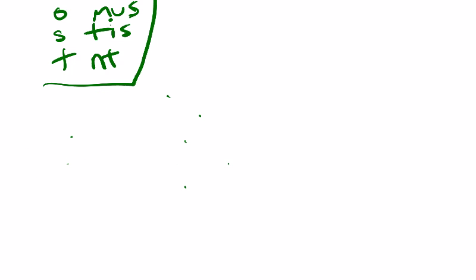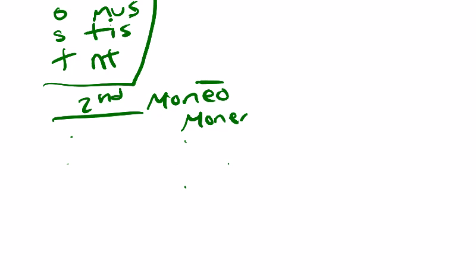Okay, so ultimately, then I want to do a second. So let's do a second. Let's do moneo, monere. And this is a common second. You may not know what it means. It means to warn. But regardless, even if I don't know what it means, as long as I know the conjugation, I can conjugate it.